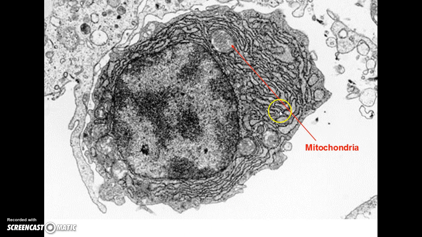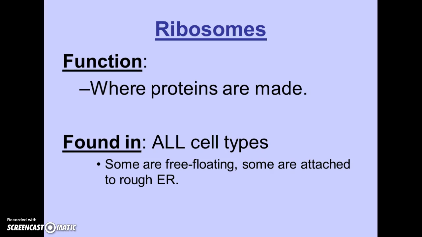Mitochondria look like a little bean with a bunch of folds in it. Here's a picture of a mitochondria, bean with a bunch of folds in it. That's exactly what it looks like. And there will be many mitochondria throughout a cell. The more energy the cell needs, the more mitochondria it would have.